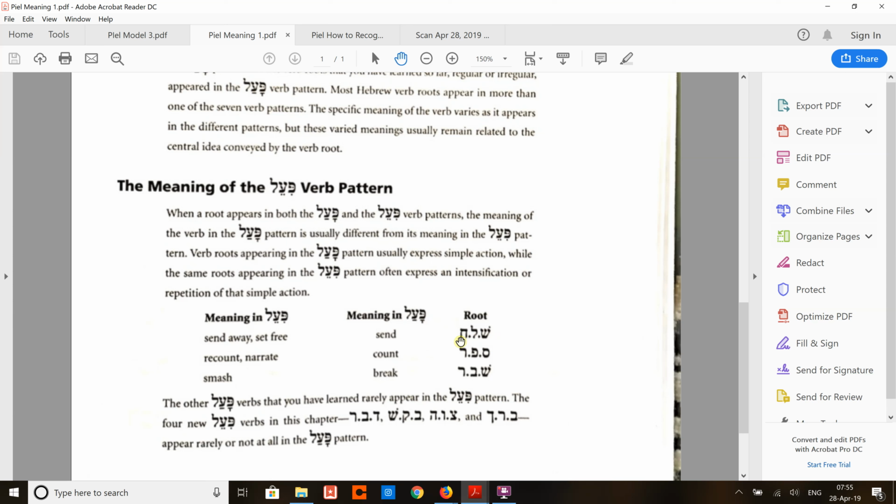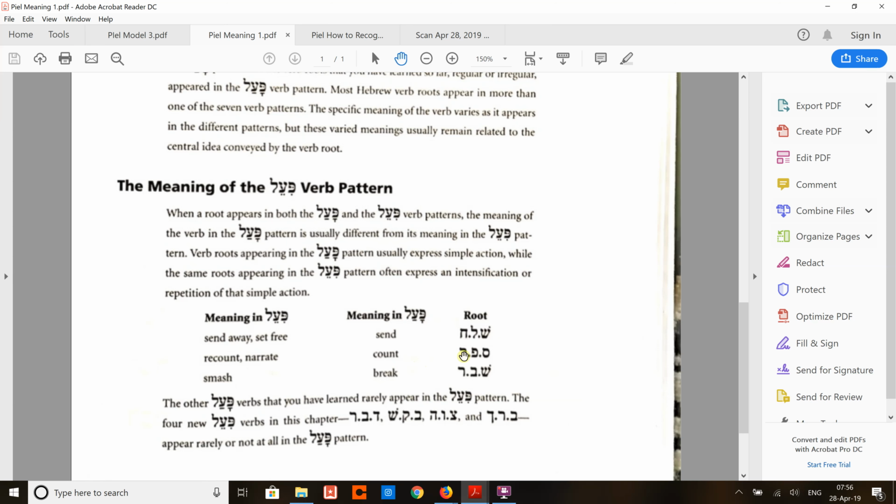So let's look at another one, safar. Okay, so safar in the pa'al would mean to count something, right? It would have to do with counting. So if we said safar, it would mean he counted. Now what happens when it goes into the Piel? It means he, siper. It means he recounted or he narrated. So the simple change in vowels also has a profound change on what the verb means.